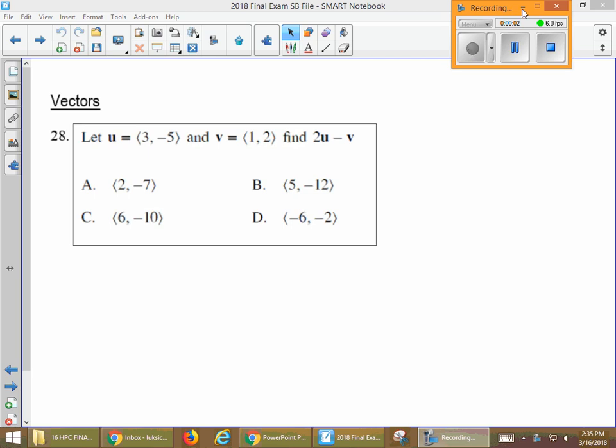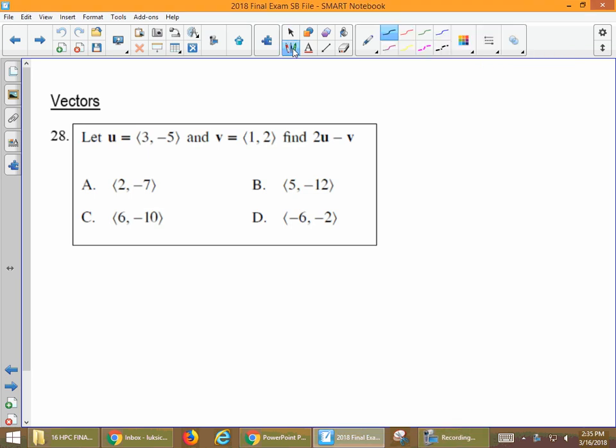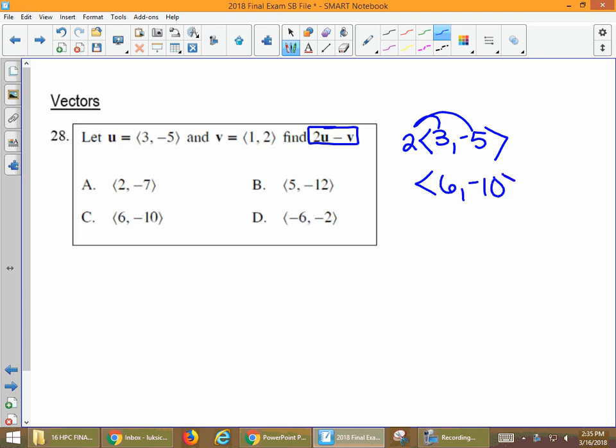On to vectors. So we're in fourth quarter materials. That's good news. Here, we want 2u minus v. So we're going to multiply u by a scalar. That means we're just going to multiply that and distribute it. So that's going to make it 6, negative 10. And then we're going to subtract v. And v is 1, 2.